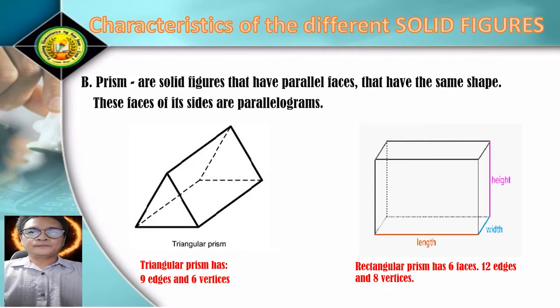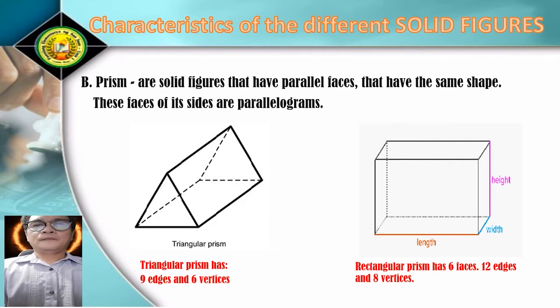Letter B. Prism. Prisms are solid figures that have parallel faces that have the same shape. The faces on its sides are parallelograms. So a triangular prism has 9 edges and 6 vertices. The next picture, rectangular prism. It has 6 faces, 12 edges, and 8 vertices.